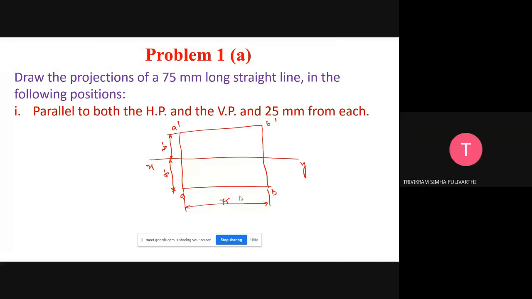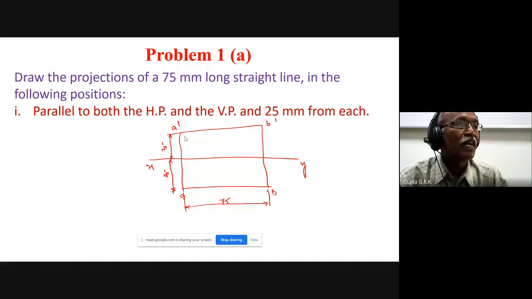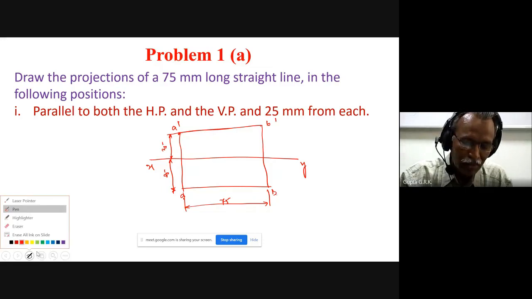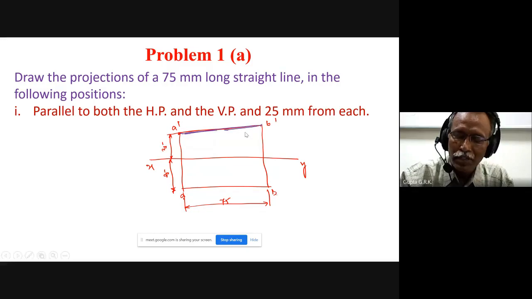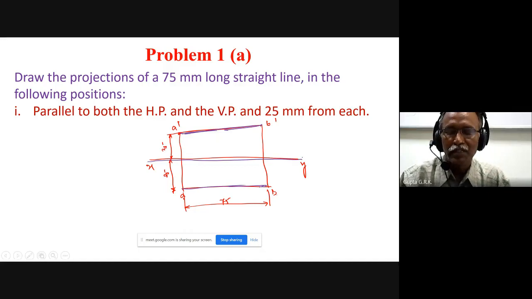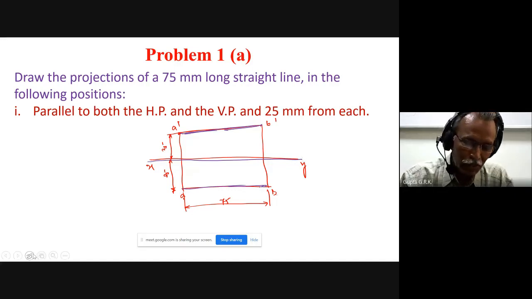Any doubts? Sir, the lines joining both parallel lines should be light, right? Yeah. Here A dash B dash and AB should be dark because they are the objects. And the projectors must be light. This must be dark, this must be dark, and this is medium thickness. And other lines are light lines. Okay, that is the way I have to do.